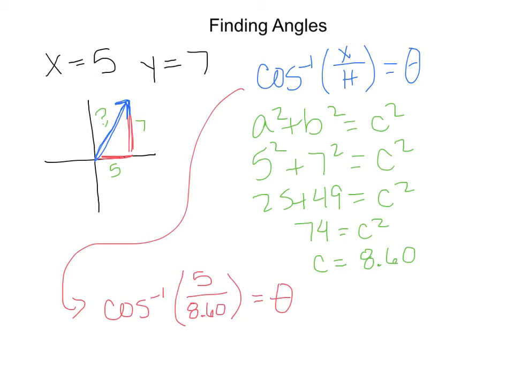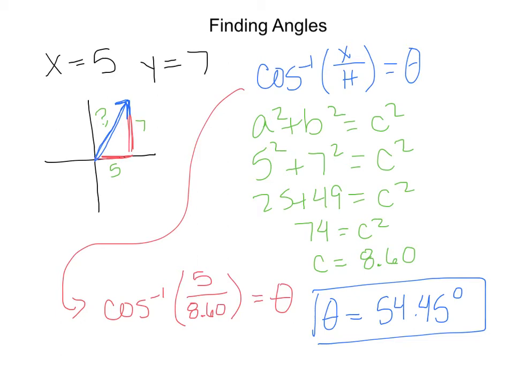So when I got this, I ended up with an angle theta being 54.45 degrees. And since I drew my picture not too bad, it's pretty clear to see that that angle is more than 45, less than 90. We're pretty close to 54.45 degrees.